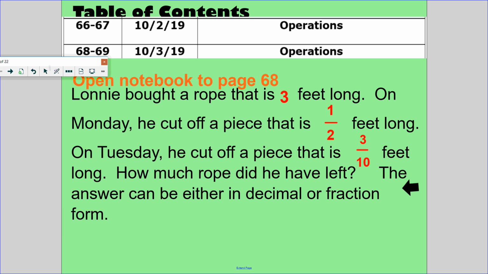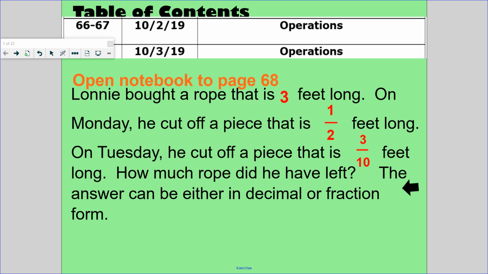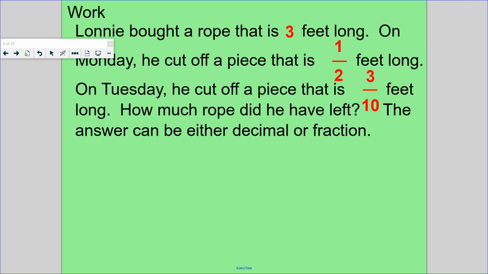So Lonnie bought a rope that is 3 feet long. On Monday, he cut off a piece of rope that is half a foot long. On Tuesday, he cut off a piece that is 3/10 of a foot long. How much rope did he have left? The answer can be in either decimal or fraction form. So let's do it in decimal form.